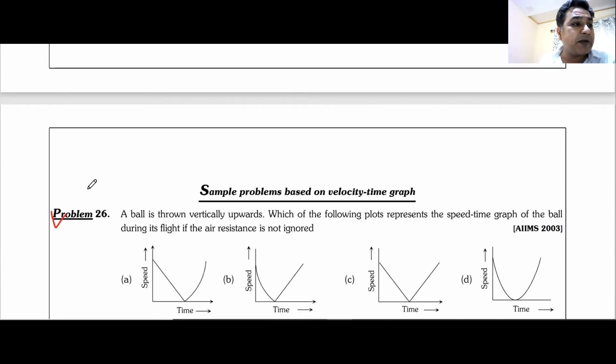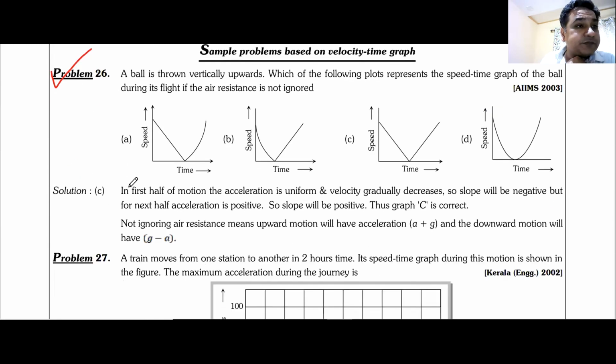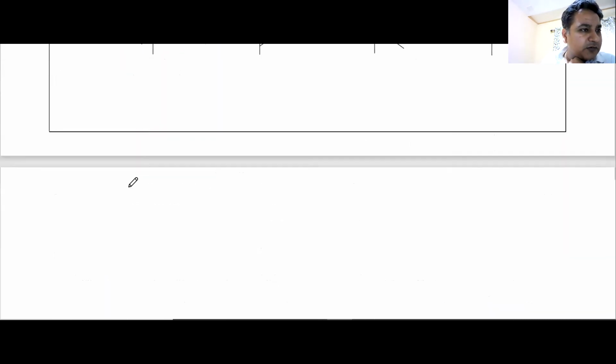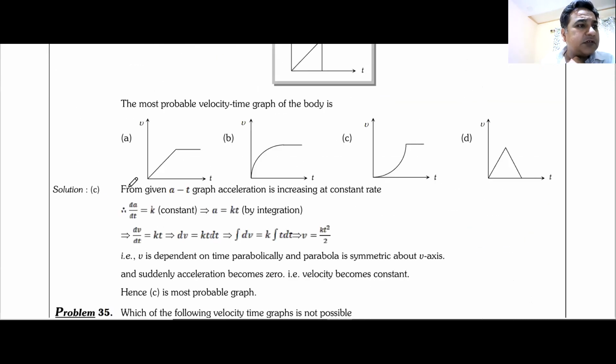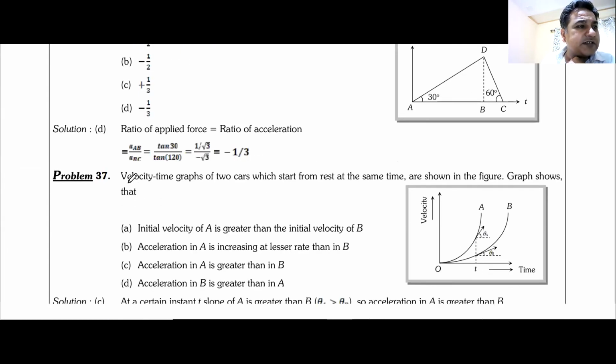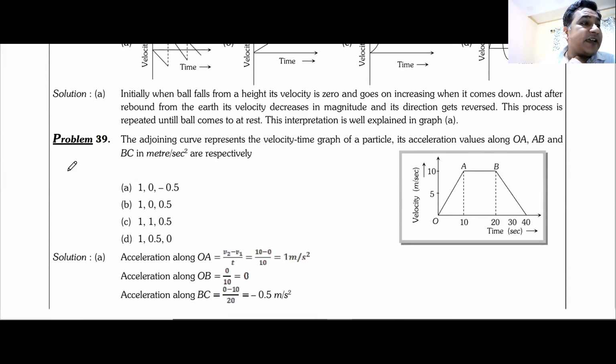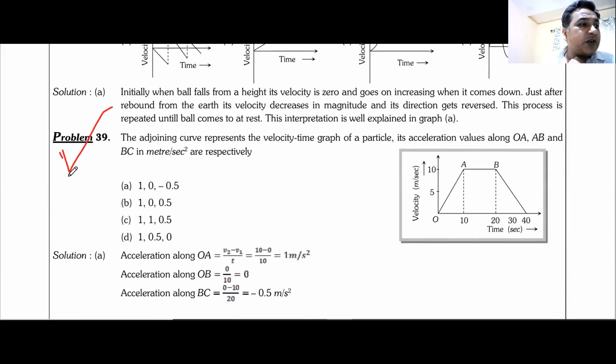Then there are some sample problems, starting from problem number 26 and going till around 39 or 40. There are a lot of problems. So solve these problems at home. If you can do them, it's very good. We'll be discussing some of these problems in the next class. I'll be sharing these notes with you. Don't worry. We'll meet in the next class.